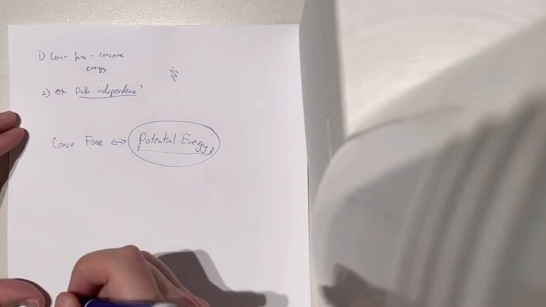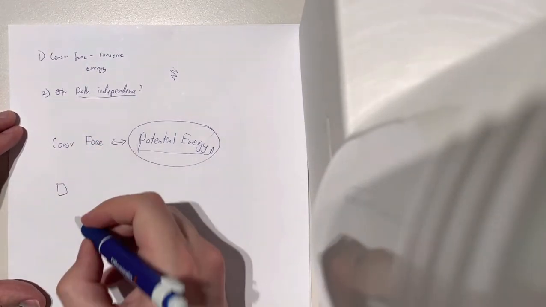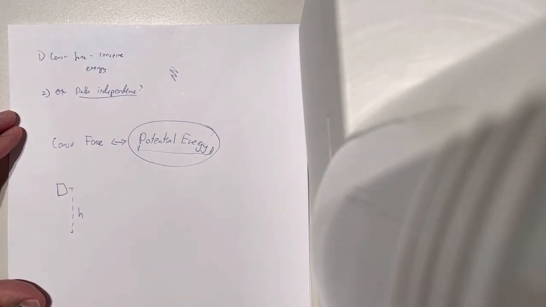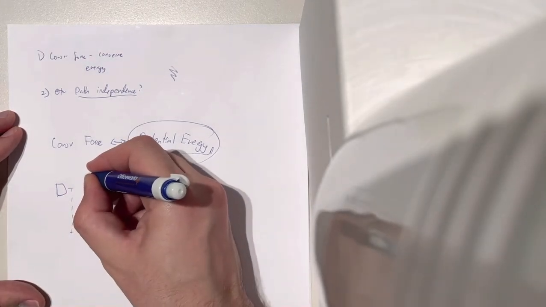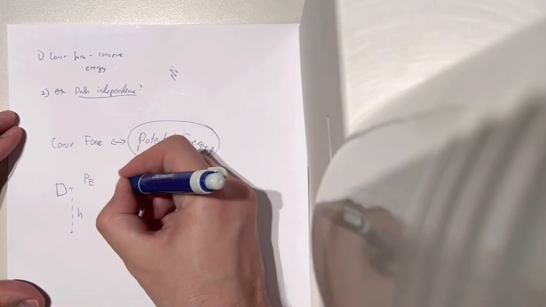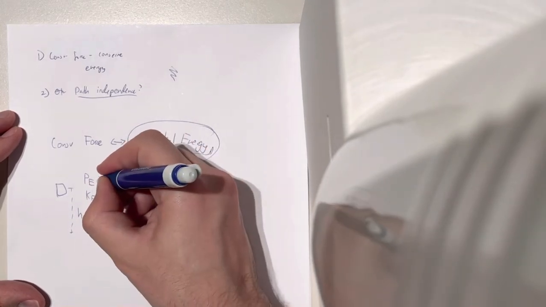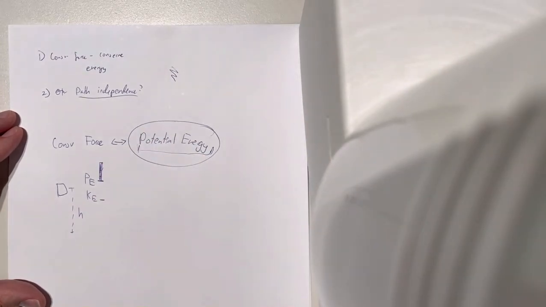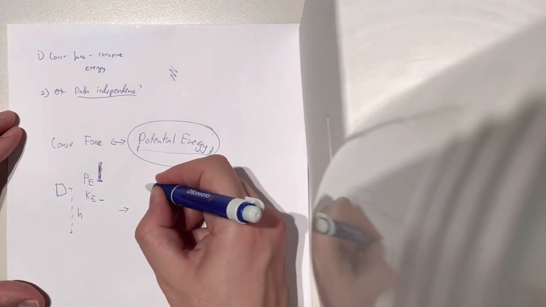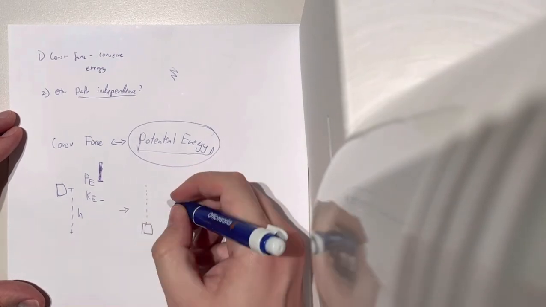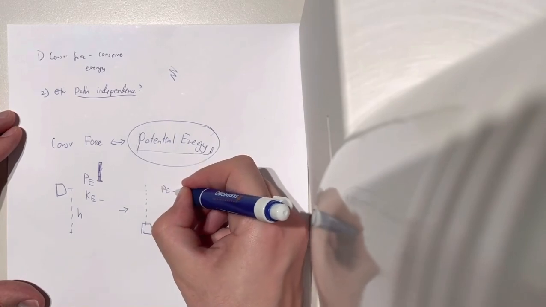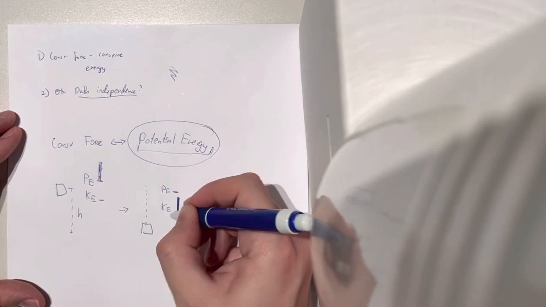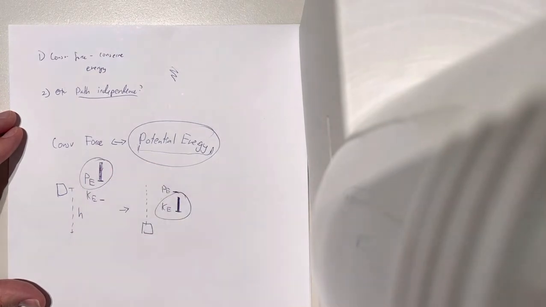Let's use gravity as an example. You could have an object with a position in a gravitational field. Let's say it's got a height. If we were to record its potential energy and its kinetic energy, the potential energy would be high, and the kinetic energy would be nothing. Then if you let gravity do work on this object, as it falls down, the potential energy becomes 0, but the kinetic energy becomes some value.